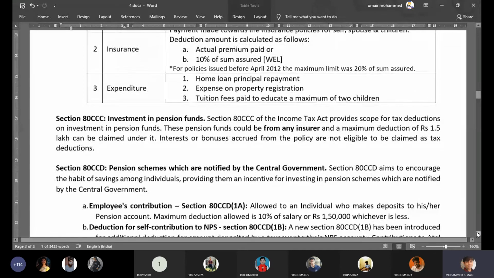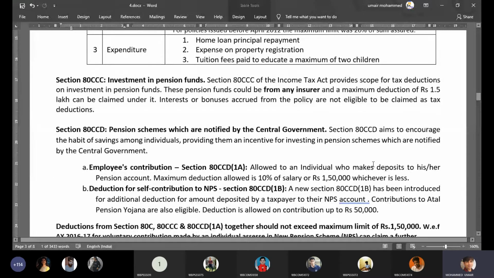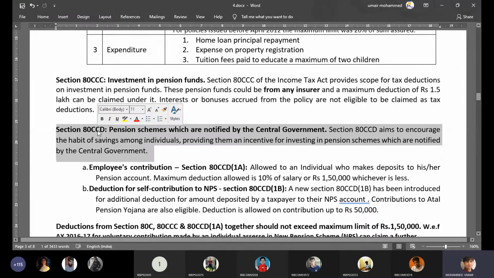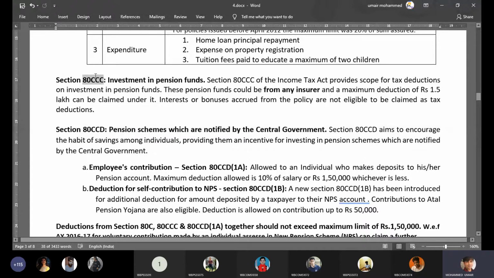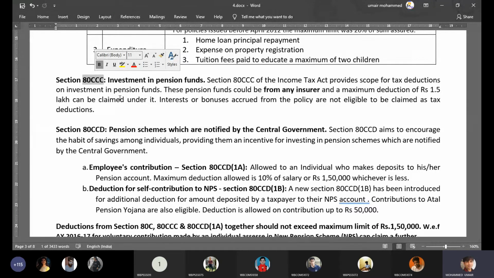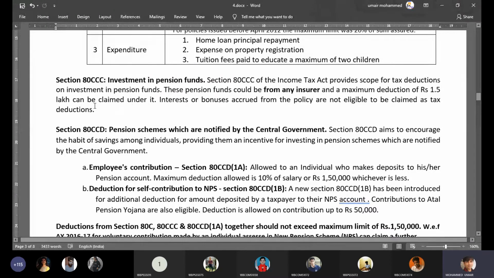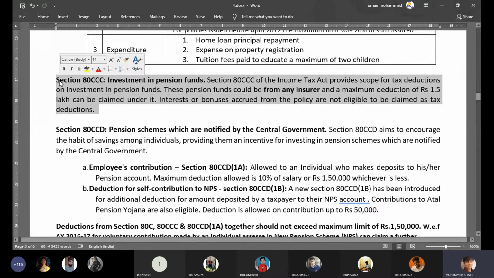You see, you have 80CCD and 80CCD1B. Now what you need to understand is the difference between 80CCC and 80CCD. In 80CCC, you're creating your own pension fund. Whereas in 80CCD, there are pension fund schemes which are notified by central government. So these are the pension fund schemes in 80CCC in which you're contributing for your own pension.